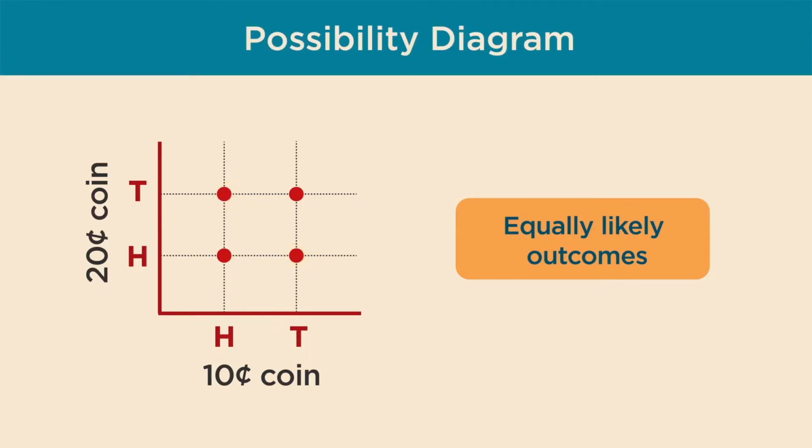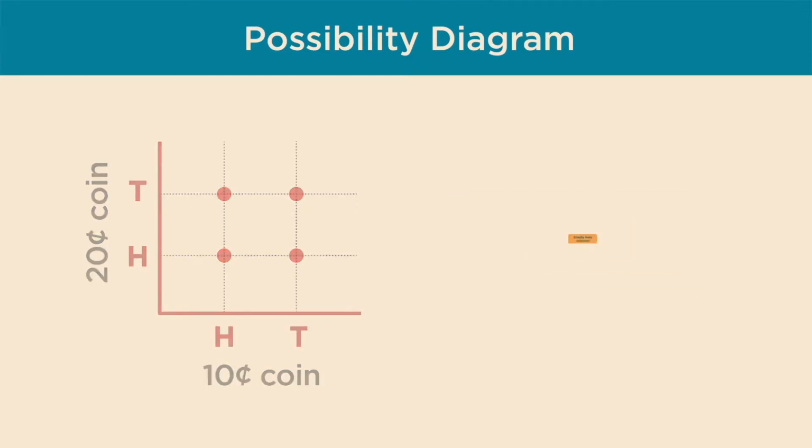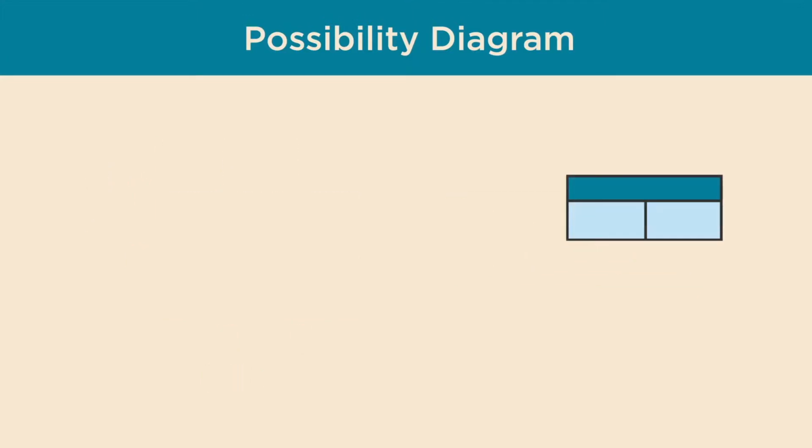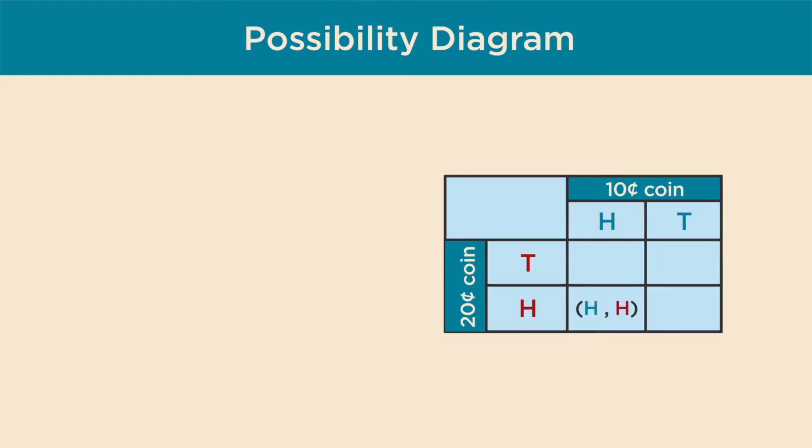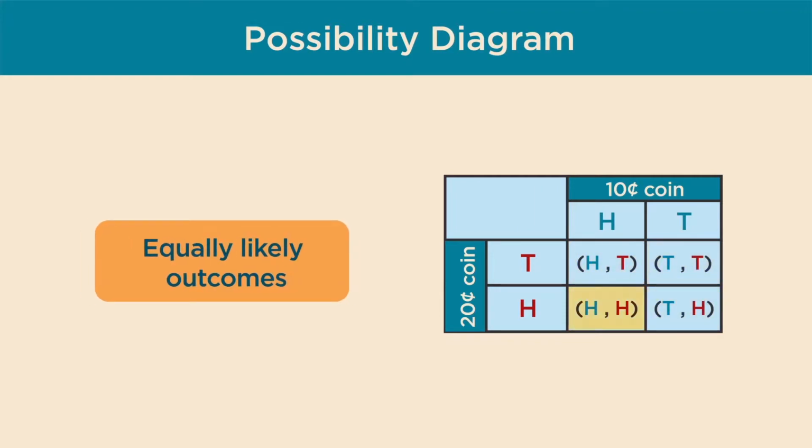We can also draw the possibility diagram using a table. We use the top row to represent the outcome of the 10-cent coin, and the left column to represent the outcome of the 20-cent coin. Also, we use H for head and T for tail. For example, when the 10-cent coin shows a head and the 20-cent coin also shows a head, we can write it as H and H. Again, each square represents an equally likely outcome of the experiment.